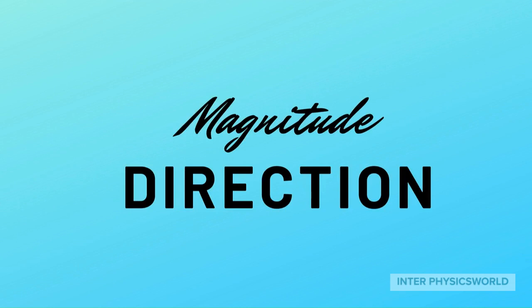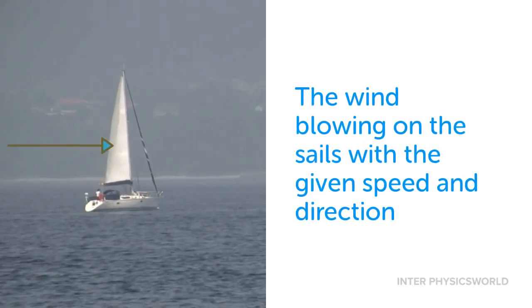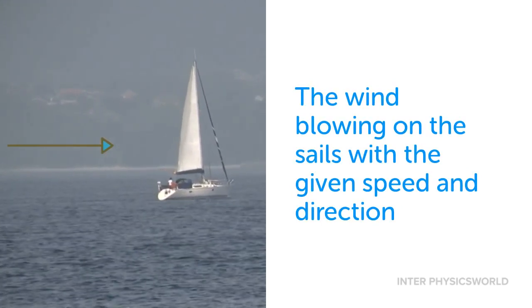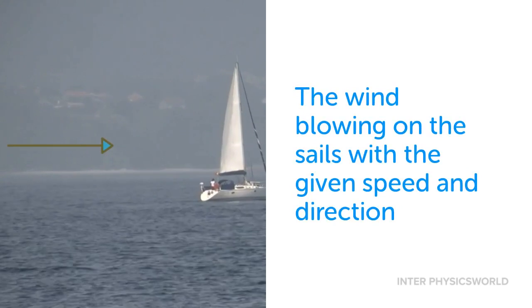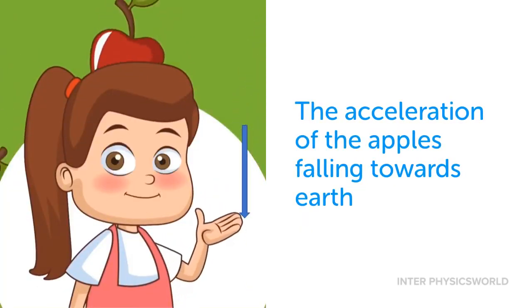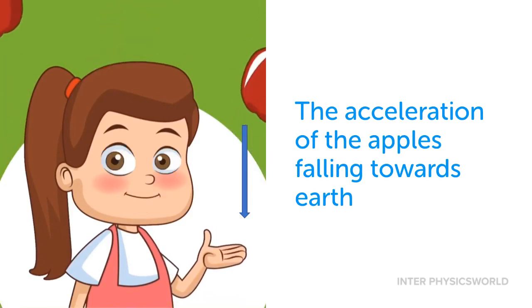Lot of physical quantities around us can also have these two specifications, that is, magnitude and the direction. For example, the wind blowing on the sails with a given speed and direction, the acceleration of the apples falling towards earth. Any such quantity which has both magnitude and direction is called a vector.